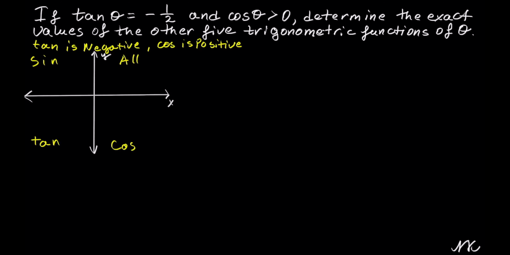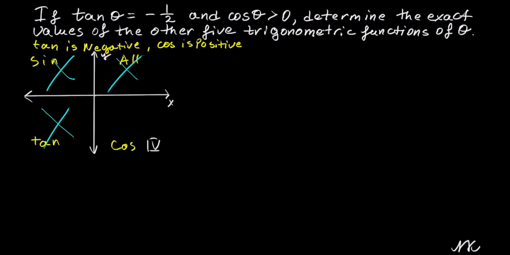Since we are given that tangent is negative, this means that the angle cannot fall in the first quadrant and the angle cannot fall in the third quadrant because that's where tangent is positive. We are also given that cosine is positive, so the angle cannot fall in the second quadrant because cosine would be negative there. This means that the angle falls in the fourth quadrant.